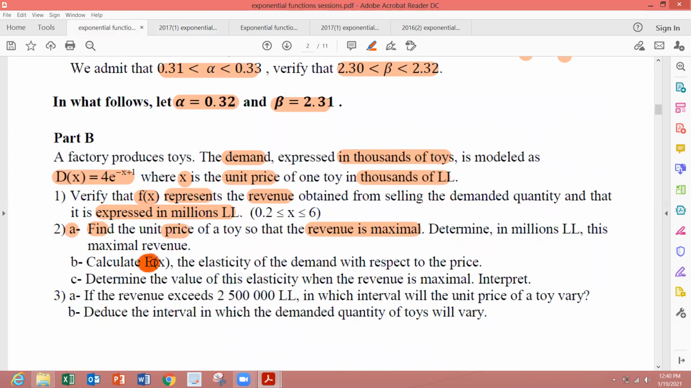Calculate E(x). What is the rule for elasticity? Minus x times d prime x over d(x). What is d prime? This is d(x). What is the derivative? It has nothing to do with f prime x. How do we get the derivative of 4e to the power minus x plus 1?